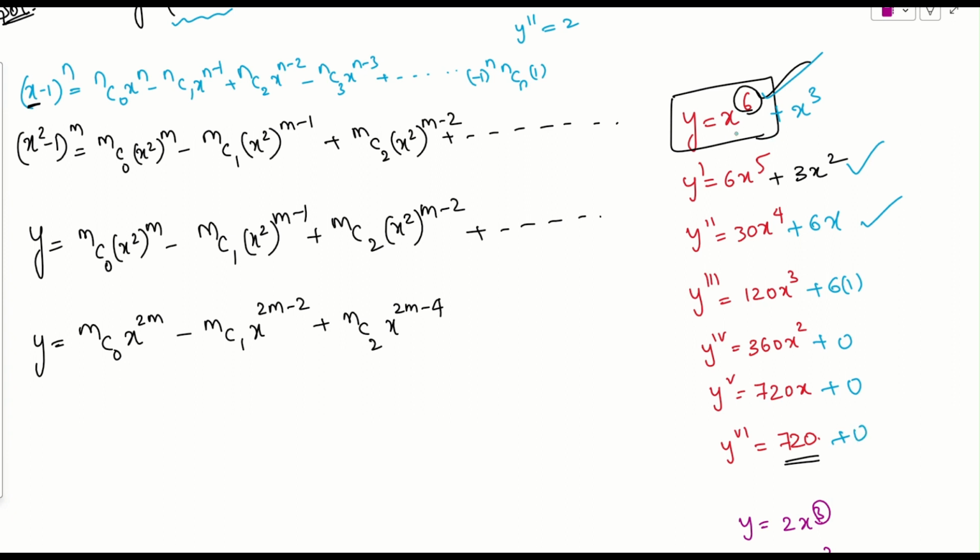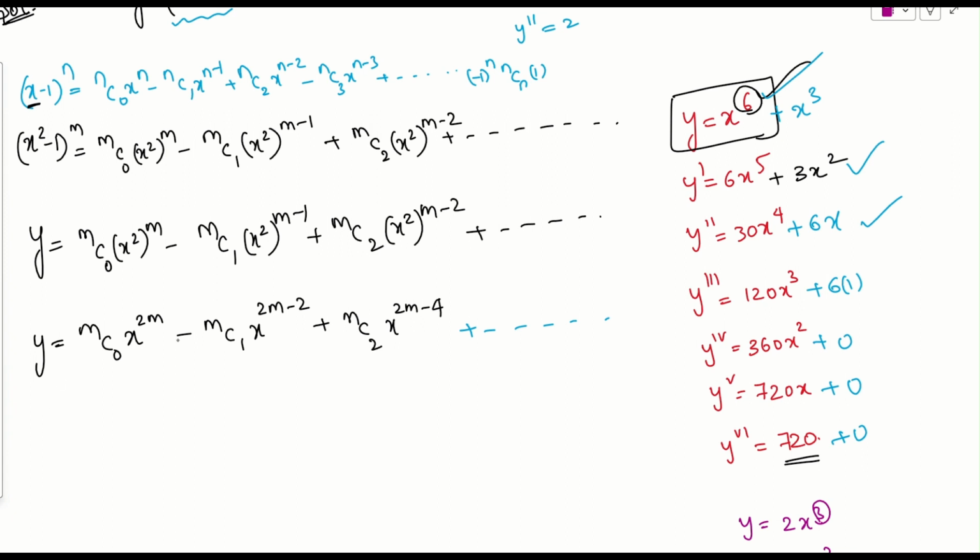Whatever the function may be, we need to take the highest power. If you differentiate the highest power, meaning if it is x power n and you do the nth derivative, obviously you will get a constant. Is it okay? So whatever some of the other terms are, we are not worrying about them. Yes, continue.